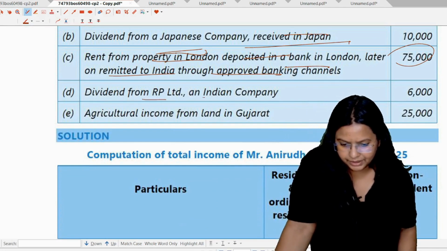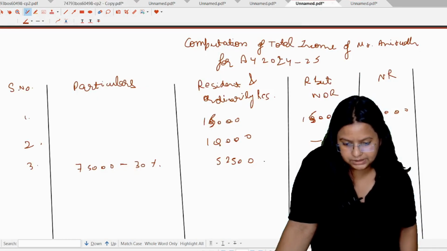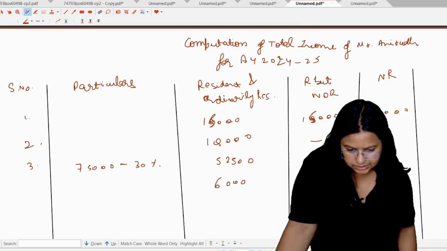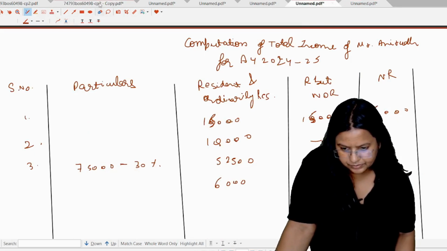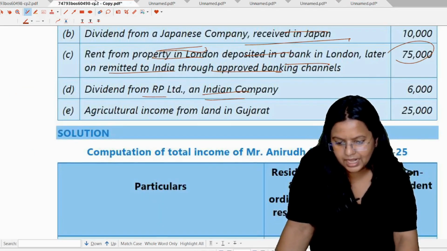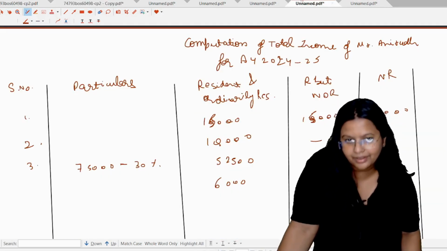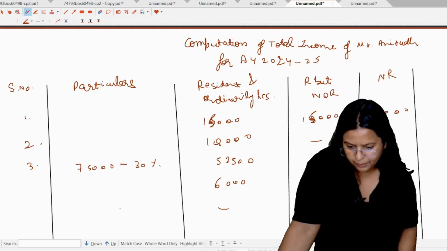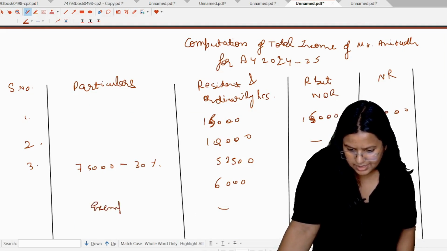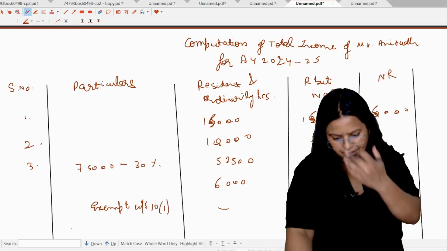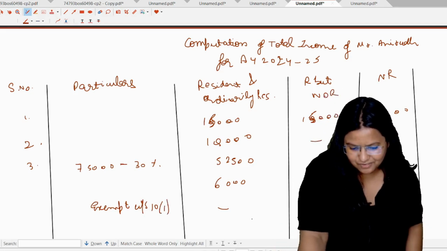Dividends from RP Limited, an Indian company, are obviously taxable for all the persons: 6,000, 6,000 and 6,000. Agricultural income from land in Gujarat is taxable in principle, but as it is exempt income, it is not taxable for anyone. But you have to write it down because it is exempt under Section 10, Clause 1 of the Income Tax Act. With this, we have covered our question.